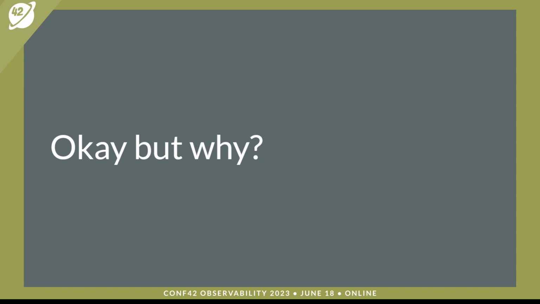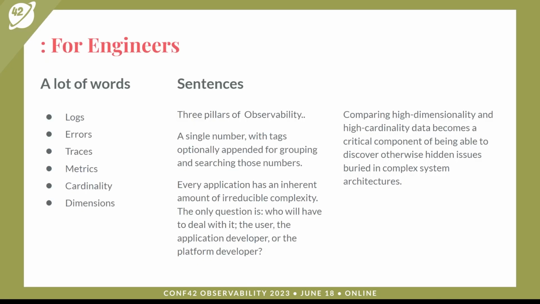Let's reiterate the definition of observability, but this time in a slightly more technical manner. These are the terms that I'll be using a lot: logs, errors, traces, metrics, cardinality, and dimensions. These are very commonly used terms in the world of observability, so it's nice if you all get acquainted with them individually.